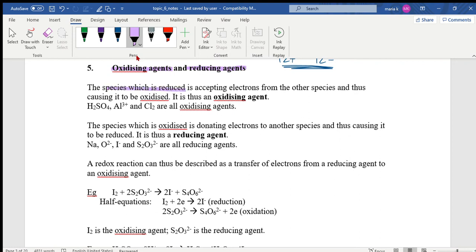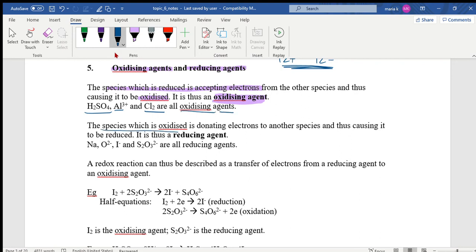The species which is reduced is accepting electrons, and thus itself is reduced, and it is thus an oxidizing agent. These three from our 3 examples are oxidizing agents.